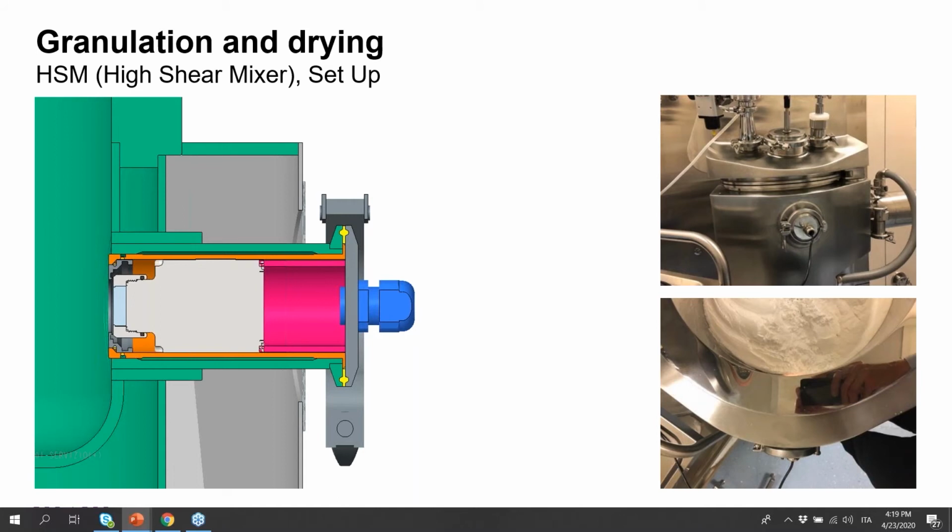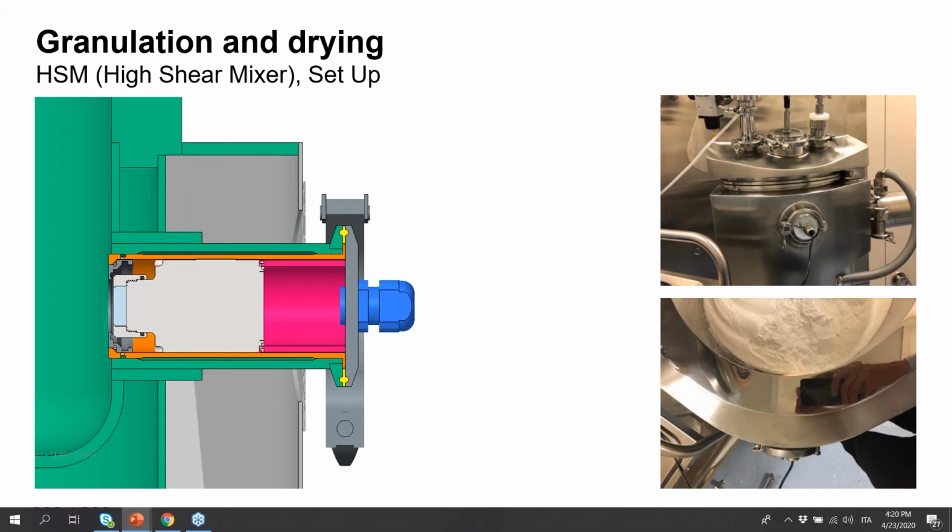This is an installation that has been done on a high-shear mixer. The high-shear mixer is designed to also granulate and also dry the product. In this case, we are just granulating, but anyway, there is a heating jacket.